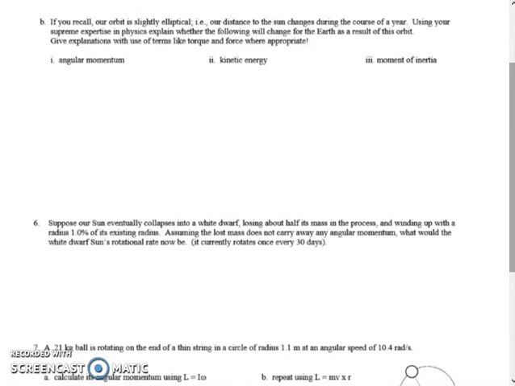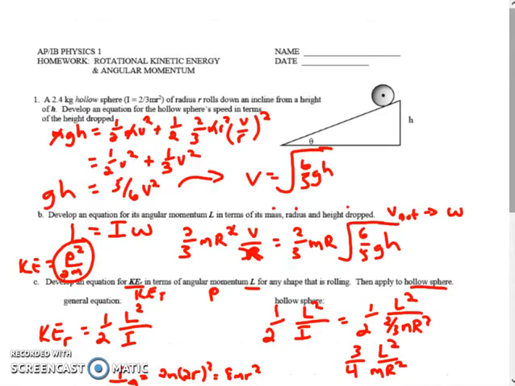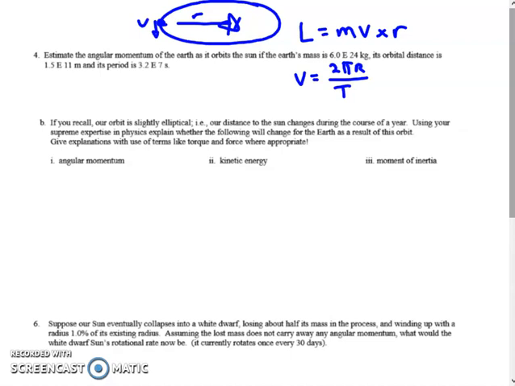Okay, let's continue on with going over the homework on angular momentum and rotational kinetic energy. I believe we left off on question, what was it? Lost track. 4A, right? So we calculated the angular momentum of the Earth as it goes around the sun.